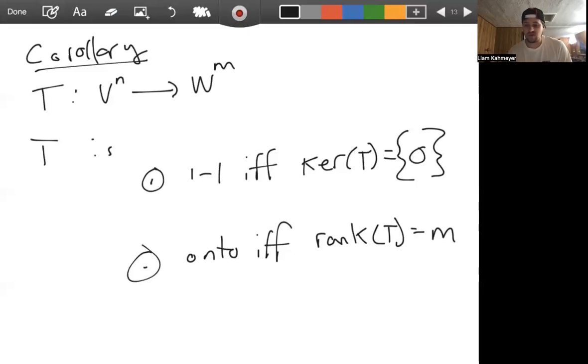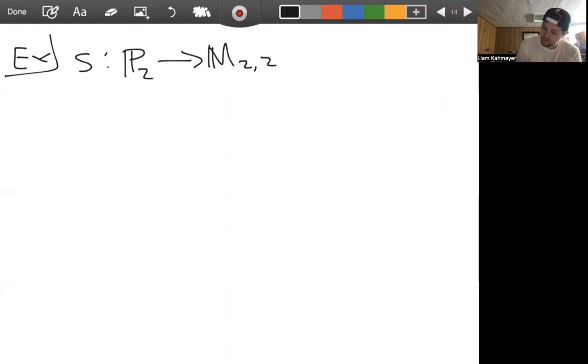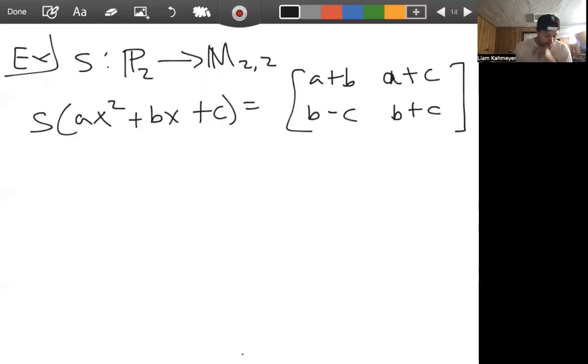So this example is going to be looking at an example we've considered previously. Let's recall this map. It was S from P2 to M2, given by S of ax squared plus bx plus c is equal to the matrix with entries a plus b, a plus c, b minus c, and b plus c. What we wanted to do, and what we're going to do again, is show that S is 1-to-1, but not onto.